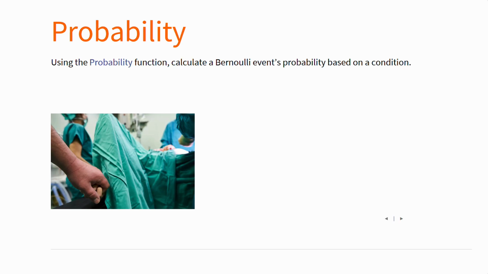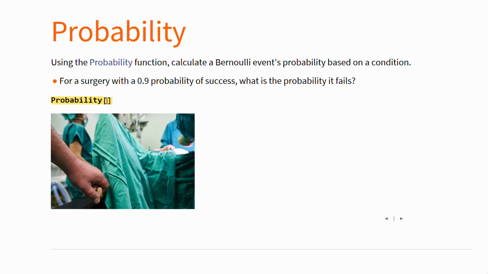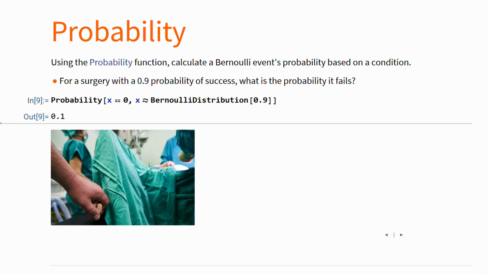So first, you can use the probability function. Let's say a given surgery has a 0.9 probability of success. Then what's the probability it fails? You can find it by taking the probability of x equals 0, where x is the Bernoulli distribution at 0.9, and then you get the expected 0.1.